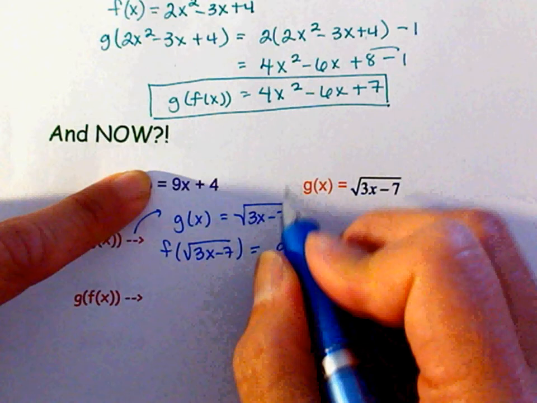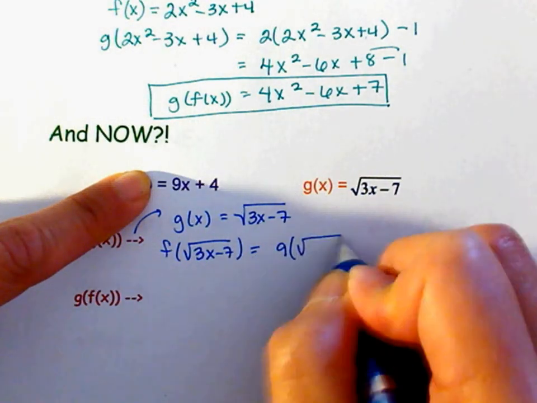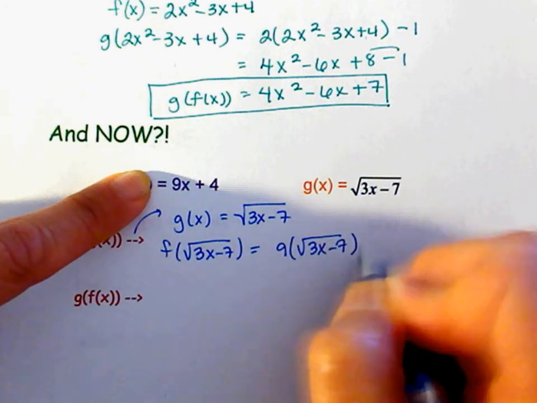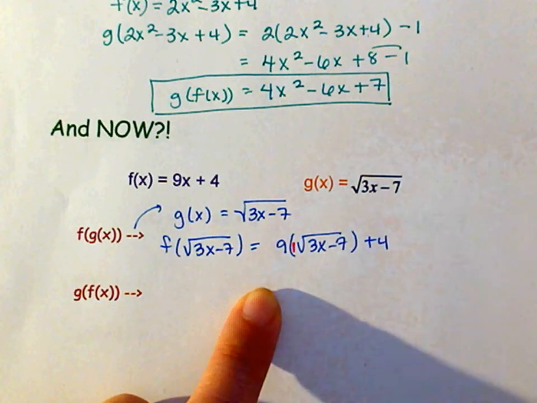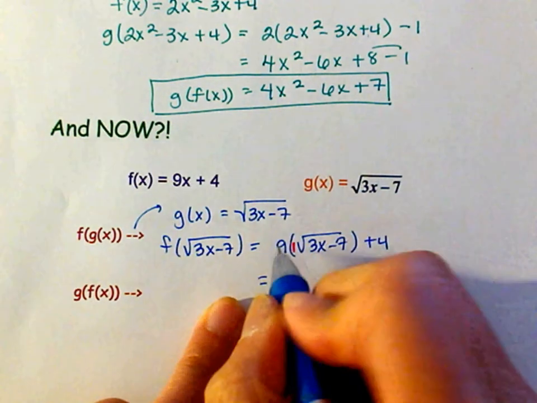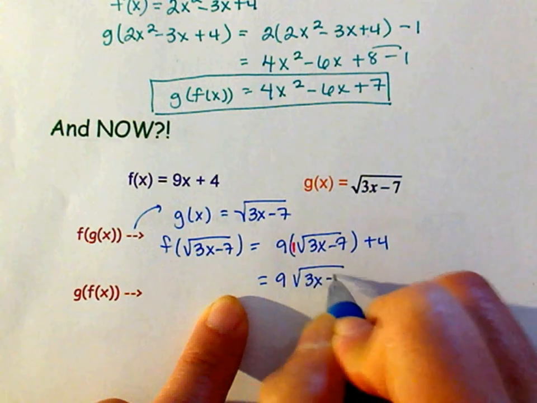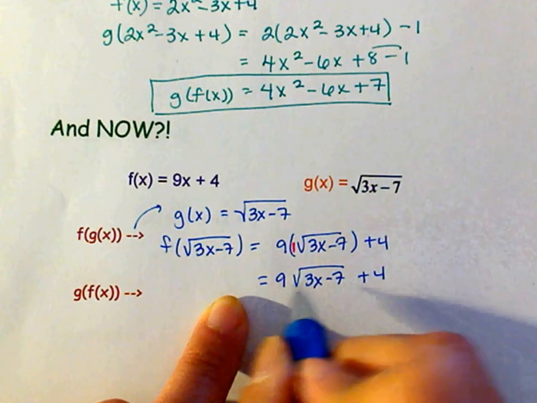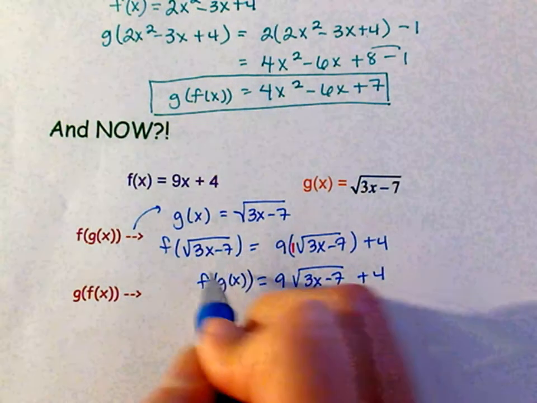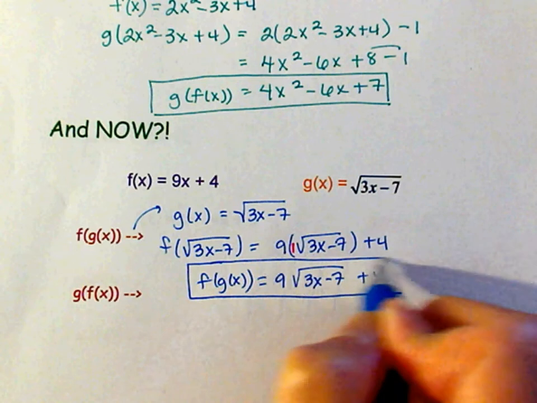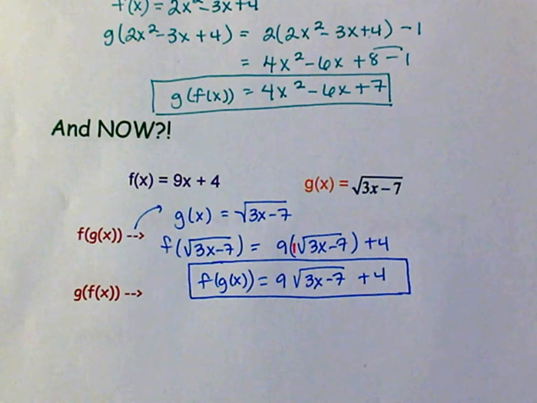So 9. By the way, there's an understood 1 here. 9 times square root of 3x minus 7 plus 4. Okay? There is an understood 1 times the square root here. So 9 times 1 is 9. Carry over your 3x minus 7 plus 4. Okay. Can't do anything else there, so there is your f of g of x. Yeah, that's all I'm asking from you.